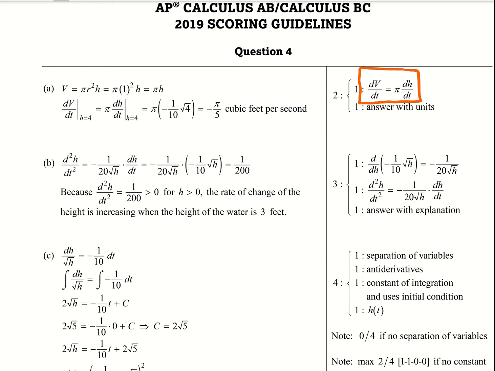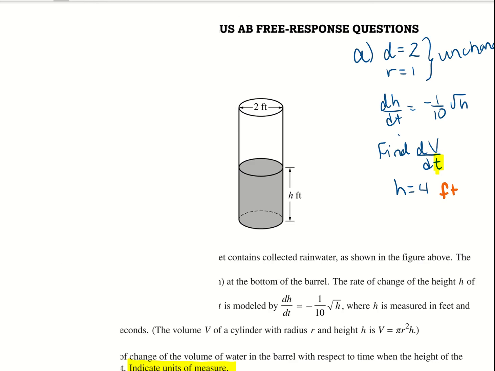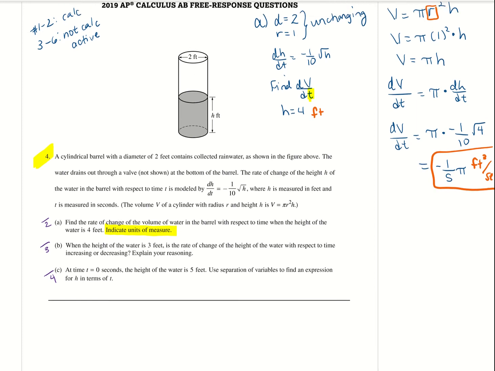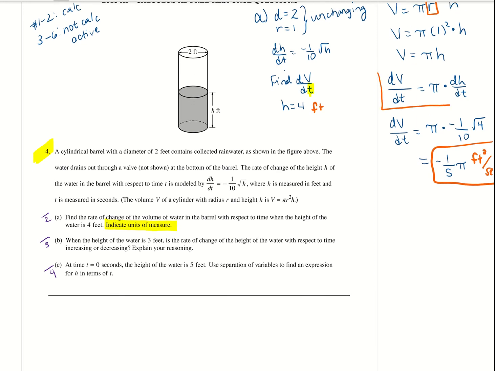And then notice that the answer point must have units. So if we did not have the units, we would only get 1 out of 2, even though we had the correct value of the answer. But we have that correct expression for the rate of change of the volume, and we have the correct answer with units. So we would get 2 out of 2 points for part A.